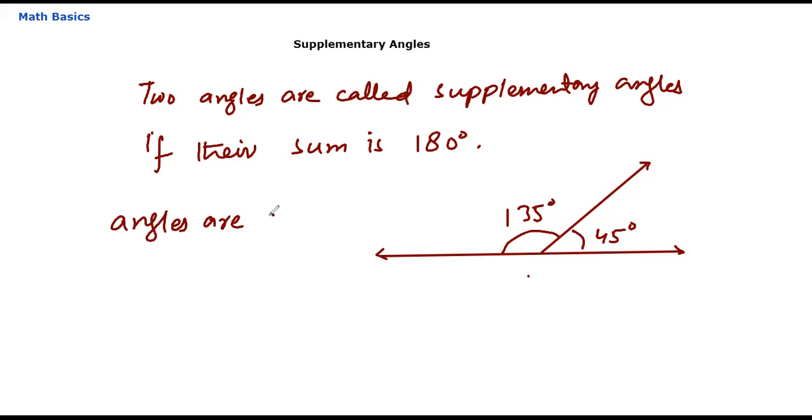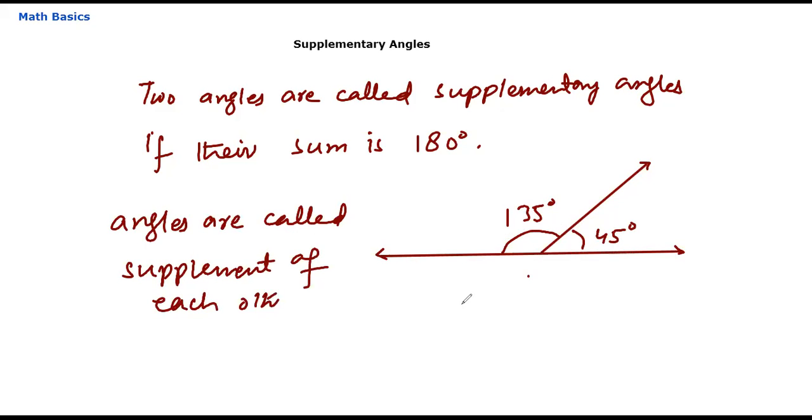Angles are called supplements of each other, and 45 plus 135, if we add them, we get 180 degrees. So they are called supplementary angles. In this case they are adjacent because they have a common endpoint. Now if you look here, we have this common endpoint and they have a common arm, so they are supplementary angles.